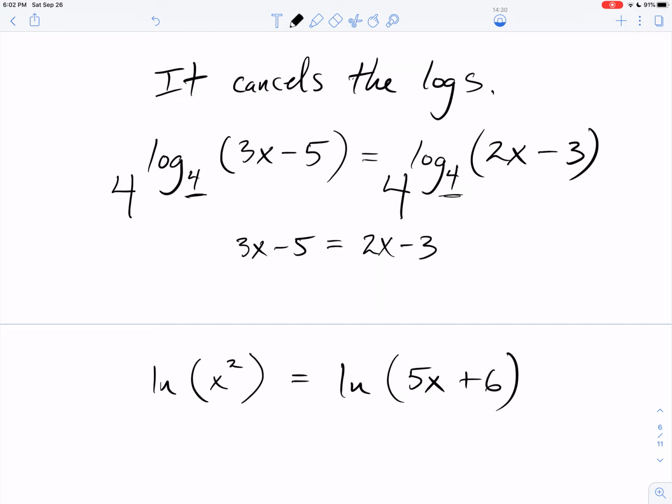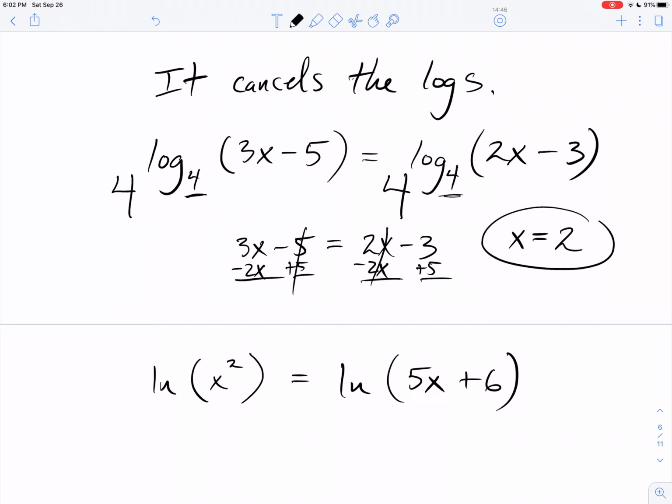And then I go, oh, cool. I can move the x's to one side. I can get the numbers to the other side. So what I'm going to end up with is what? X equals 2. And there you go. See, as long as there's a log on both sides, it doesn't matter what log base it is. See this next example?